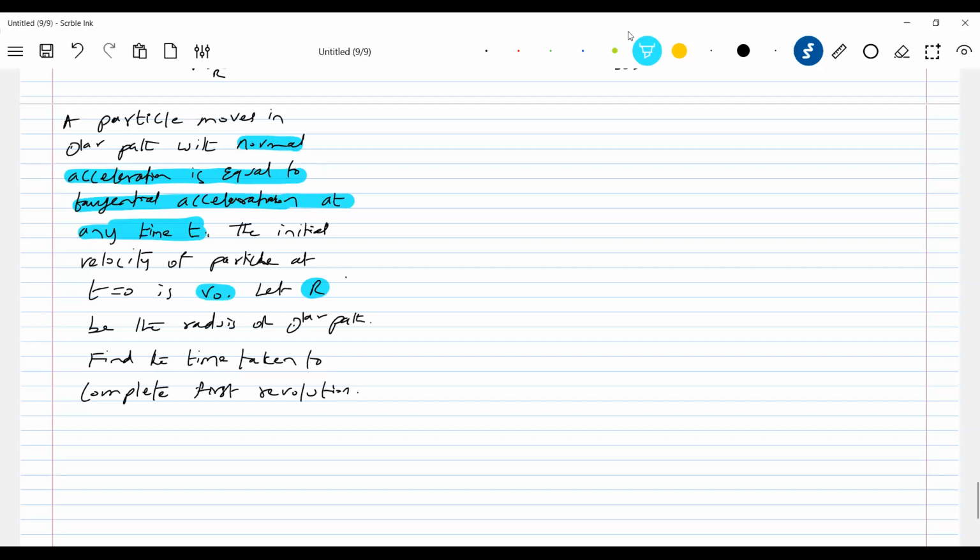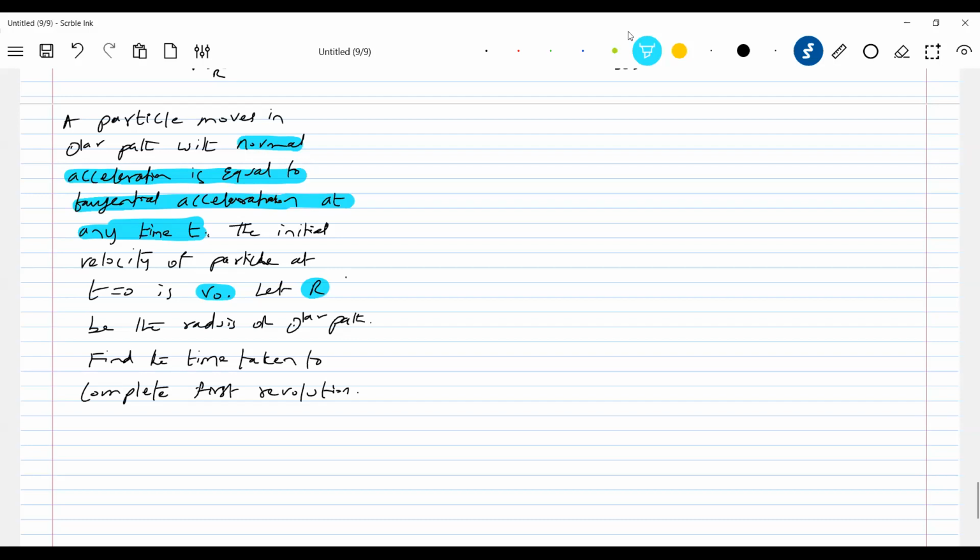How to find the time taken to complete the first revolution? If it's a uniform circular motion, I think it's very easy. If it's accelerated motion, then we should use equations of motion. If it's a variable accelerated motion, we should go for integration. There are three ideas. Uniform circular motion is quite easy: time taken is 2 pi r by constant speed v naught. If uniform angular accelerated motion, we use equations of motion. If variable angular accelerated motion, we use integration.